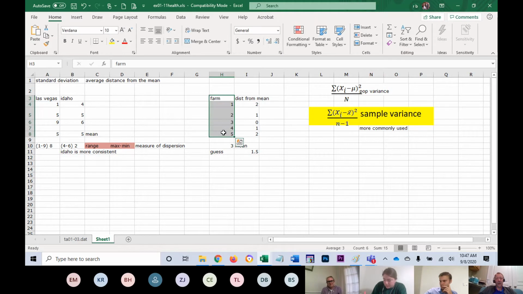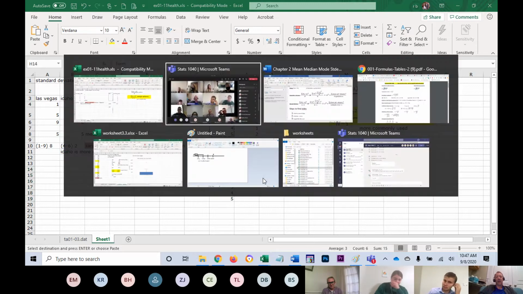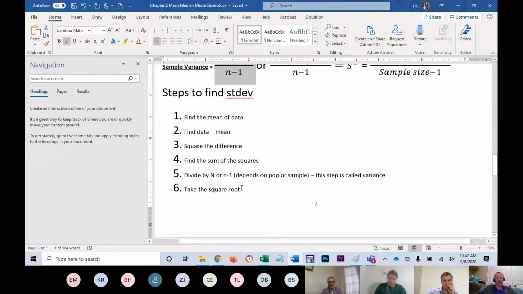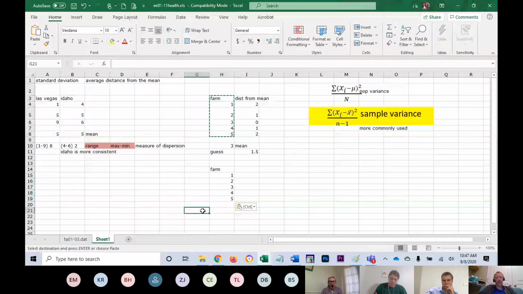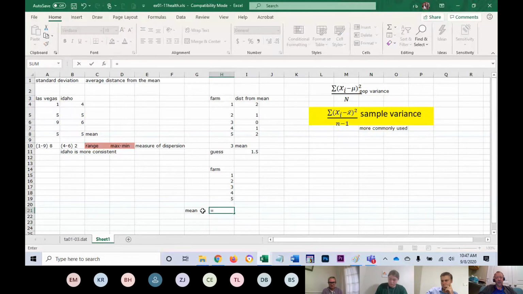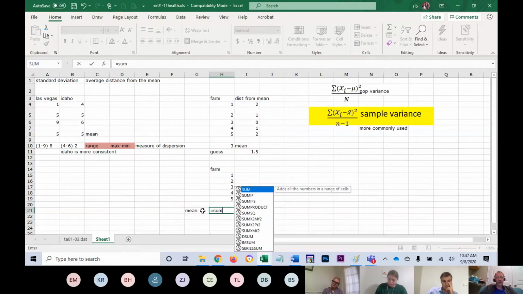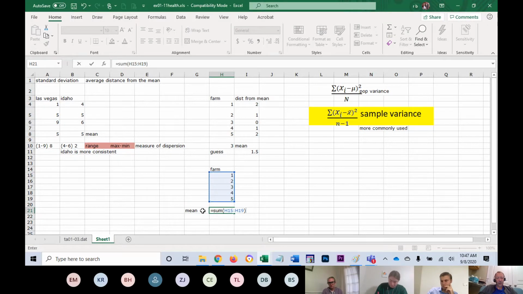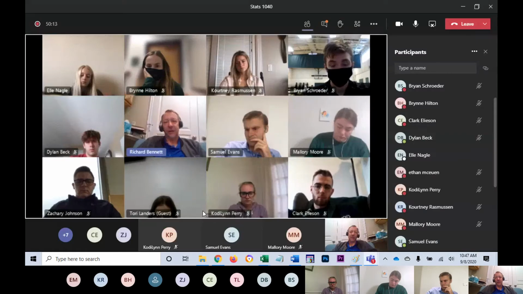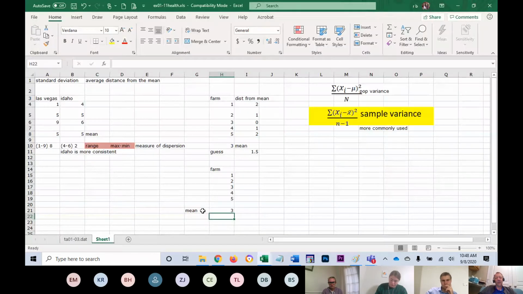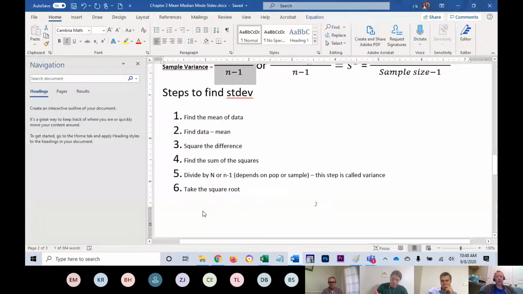Now, here's what I'm going to do. I'm going to copy my data down here, and this time we're going to do it the real way, okay? So if you've got these steps written down here, the first thing we're going to do, instead of guessing, is find the mean. Basically the mean is the sum of all of our data divided by 5, and just as, who did we say? It was Mallory that did that the first time, wasn't it? Just as Mallory said, the mean is 3. Okay, so step number 1, we found the mean.